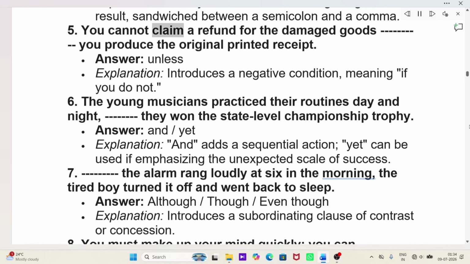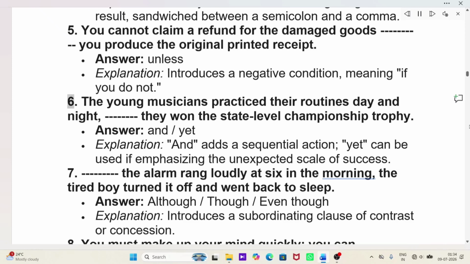5. You cannot claim a refund for the damaged goods. You produce the original printed receipt. Answer: unless. Explanation: introduces a negative condition, meaning if you do not.